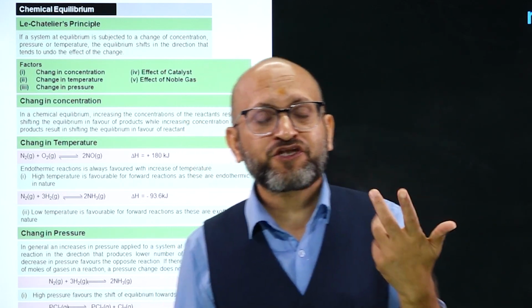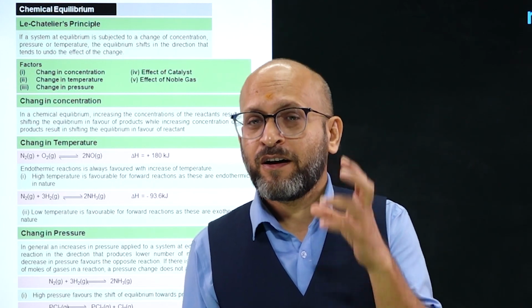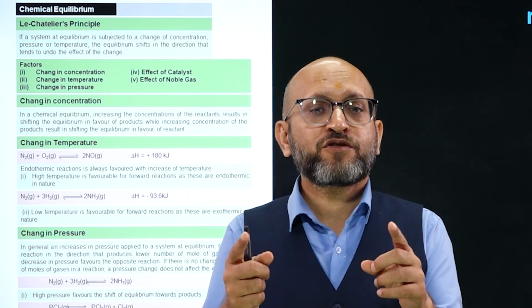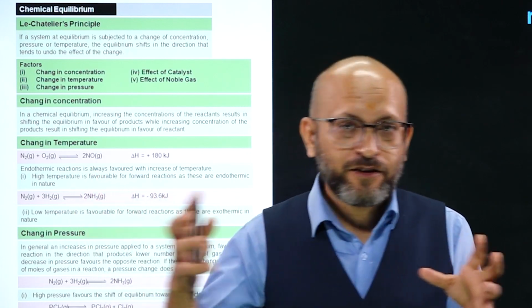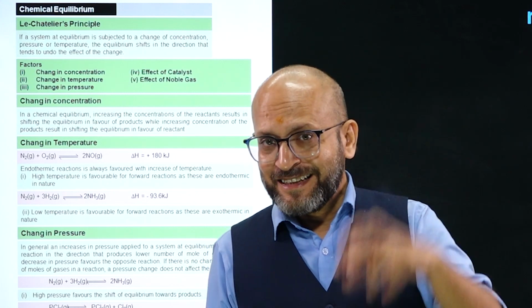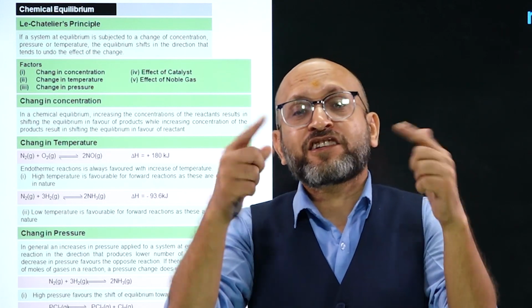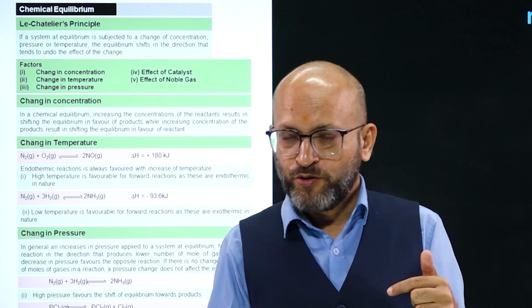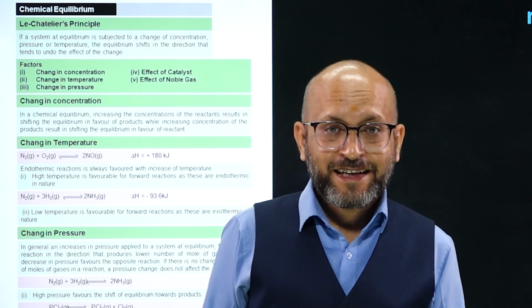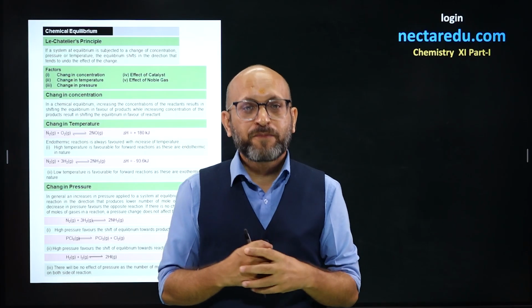Now next is pressure change. If you change pressure, the reaction wants to reduce the pressure. So which direction will it go? On increasing pressure, the reaction wants to reduce the pressure, so it will go in the direction where the number of gaseous moles is less. If you decrease pressure, what will happen? It wants to increase pressure. Whatever we do, the reaction wants to do the opposite. If you increase pressure, it moves in the direction of fewer gaseous moles. If you decrease pressure, it goes in the direction of increase in the number of gaseous moles.